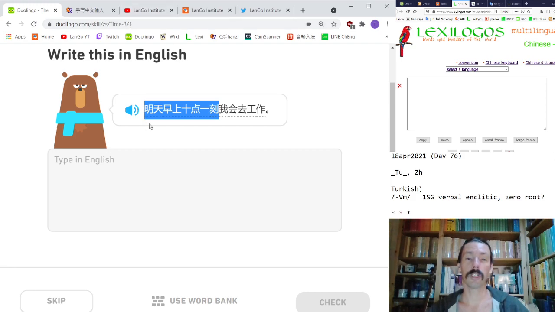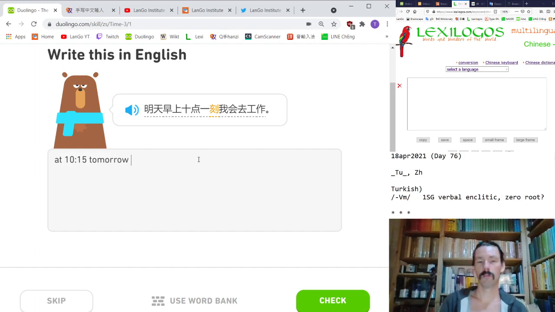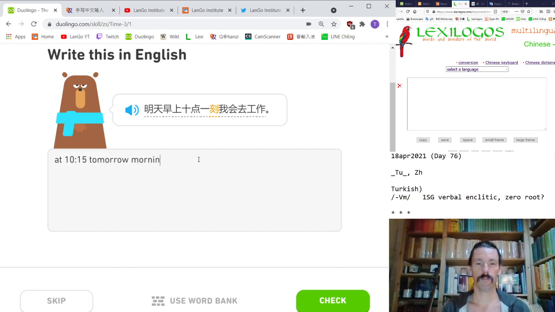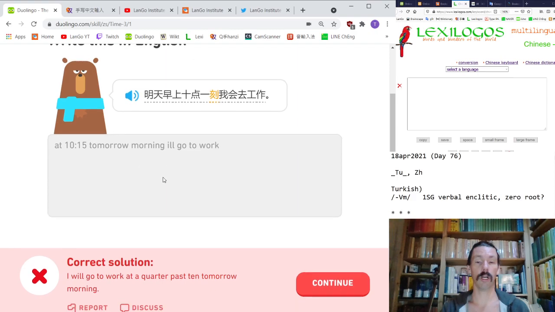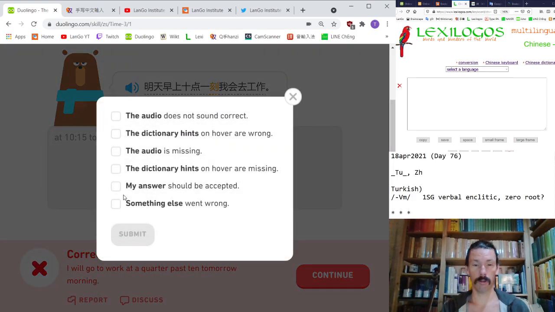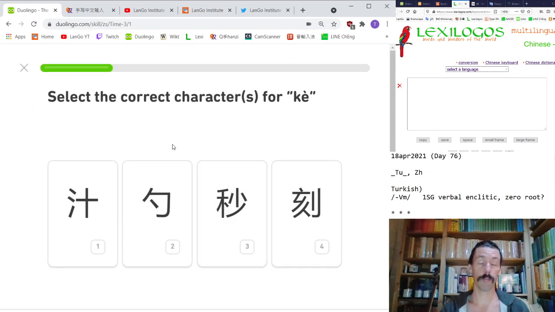明天早上10点一刻. Tomorrow morning, 10 o'clock and 1/4. 10:15 tomorrow morning. 会去工作. I'll go to work. At 10:15 tomorrow morning. Aha. Objection, Your Honor. Okay, let's try to do 10:15 next time. Be closer to the original.